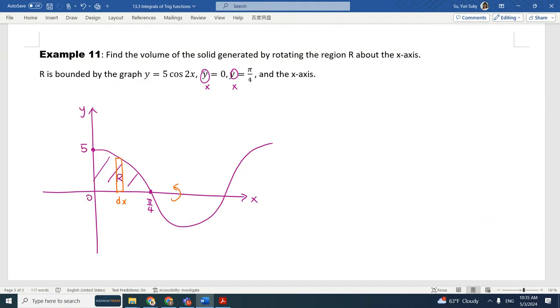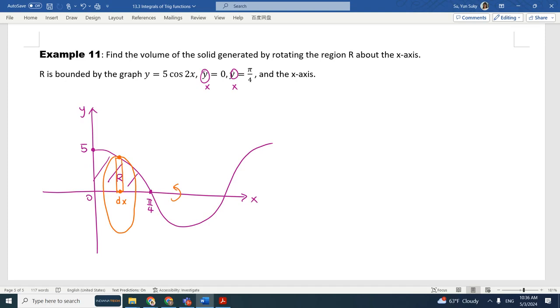Then we have the endpoints of the rectangle. We want to imagine what happens to the endpoint when we rotate about the x-axis. Look at this endpoint when you rotate. What happens? It stays here, right? Everybody? How about this endpoint when you rotate? You get a circle, right? Do you remember the washer method?